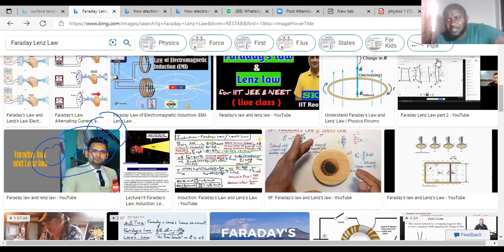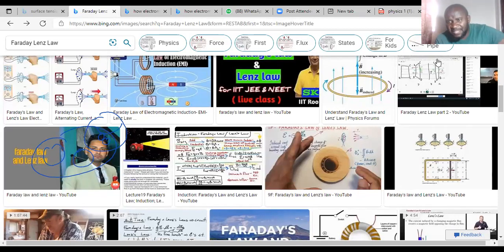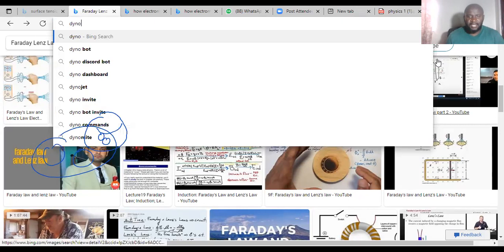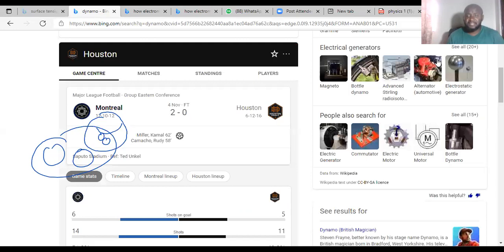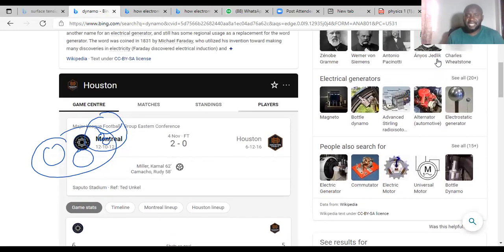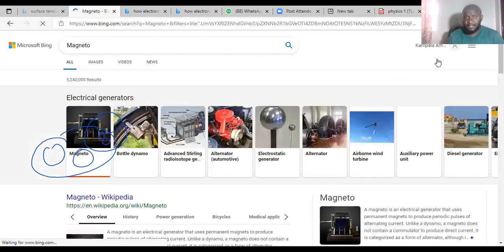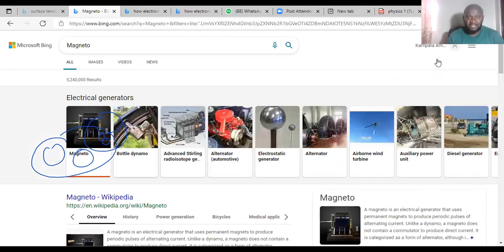I don't know whether you've seen bicycles with headlamps. Those of us who have seen those bicycles with headlamps, they used to have a device called the dynamo. A dynamo is a device which can be used to generate electricity, but in a way that it has a rotating coil. That rotating coil is attached to a bicycle. Very good. My image is here.